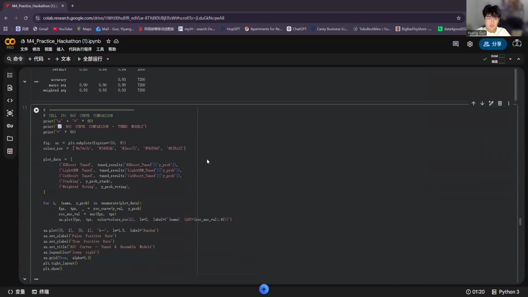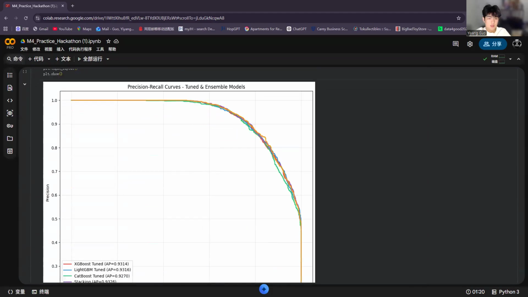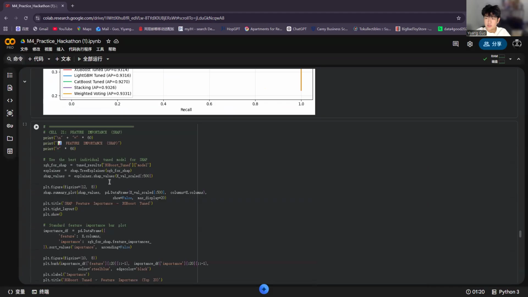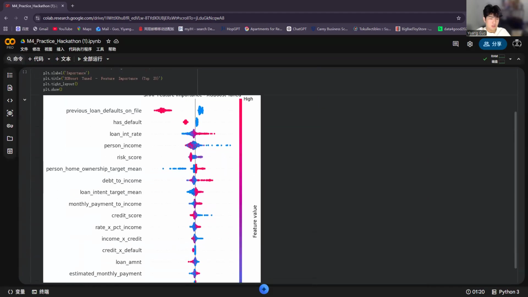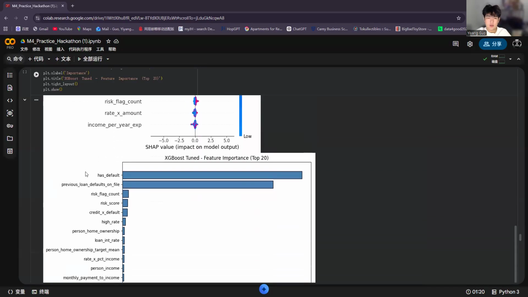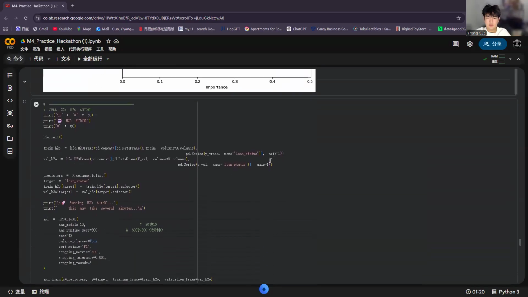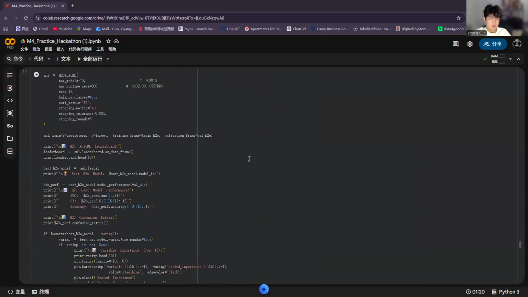And using SHAP plots, the most important features were the previous loan default on file, loan percent income, risk score, loan interest rate, and credit score. Engineered interaction features also contribute significantly. And as a benchmark, I ran H2O AutoML, which also confirmed that gradient boosting dominates this task. And the five-fold cross validation results show low variance, indicating stable performance without overfitting.